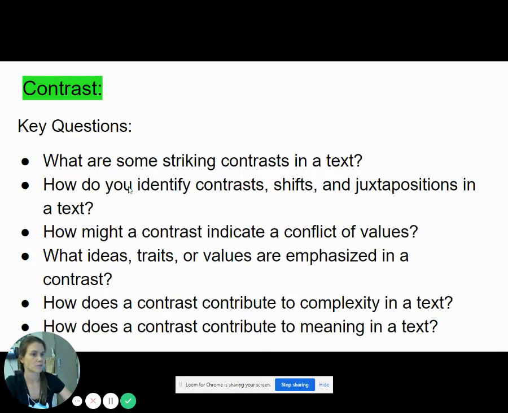Some key questions you'll want to ask yourself if you are looking for contrast or if it stands out to you. What are some striking contrasts in a text? We'll look at some examples of that. How do you identify contrast, shift, and juxtapositions? How do you see those? Again, we'll do some examples. How might a contrast indicate a conflict of values? What ideas, traits, or values are emphasized by a contrast, and how does a contrast contribute to complexity in a text, and how does contrast contribute to meaning in a text? So how can you take a contrast and use that to push you towards the theme of a text?